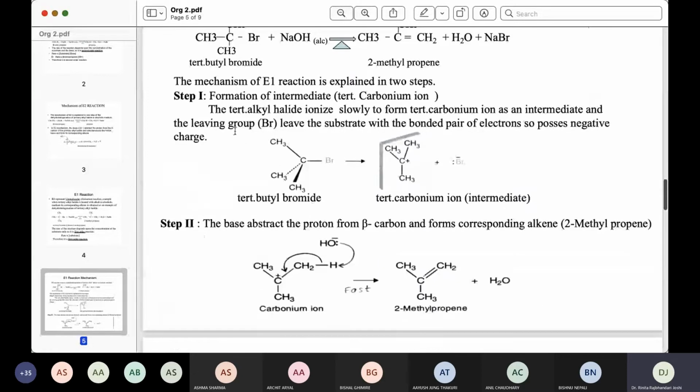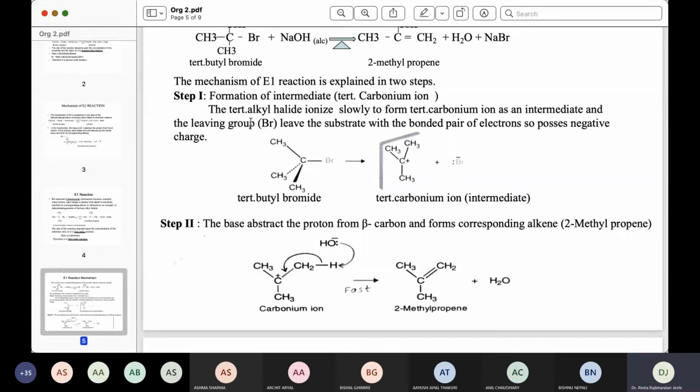It is said that the first step is very similar to SN1. हामीले जुन SN1 मा पनि भनेको थियो, first step is the formation of the intermediate, that is the tertiary carbonium ion. Tertiary alkyl halide, tertiary carbonium ion is formed. कसरी त? By ionization.